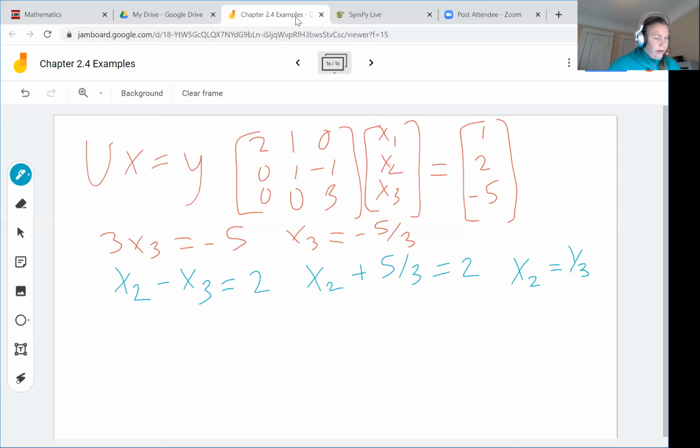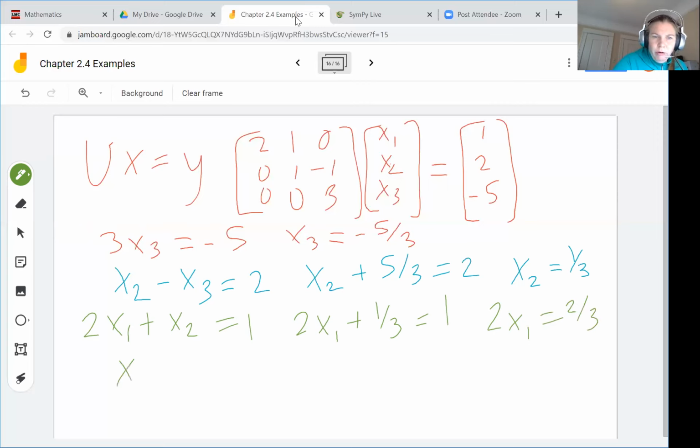And then for solving for x1, we're going to use the top row. So we know 2x1 plus x2 equals 1. And so 2x1 plus 1 third equals 1. And then 2x1 equals 2 thirds. So x1 is 1 third.